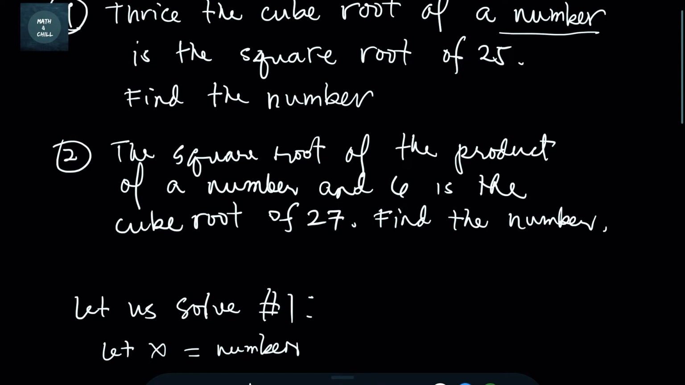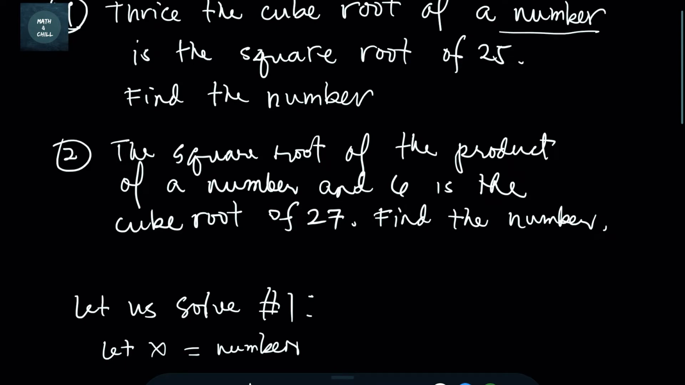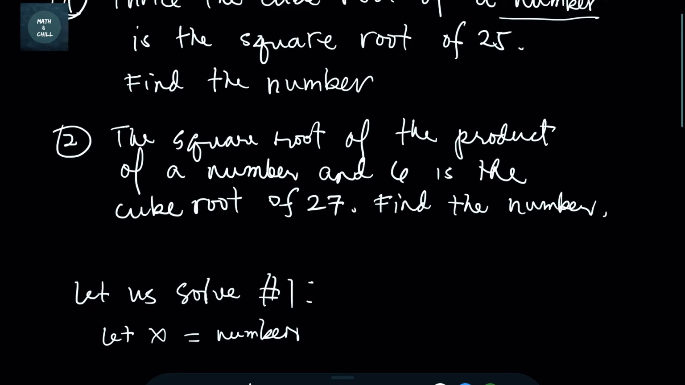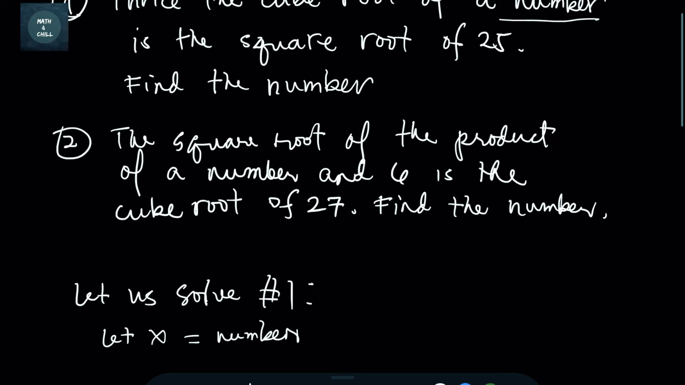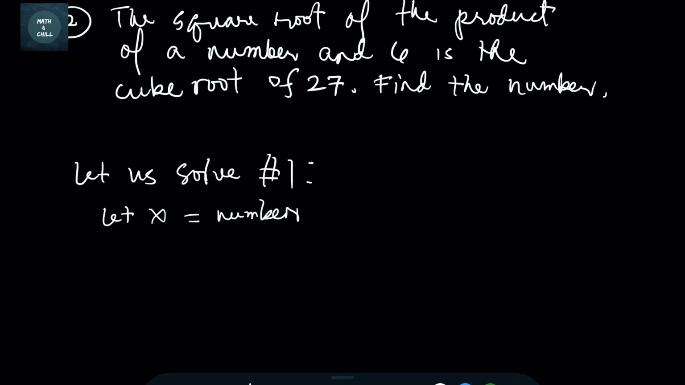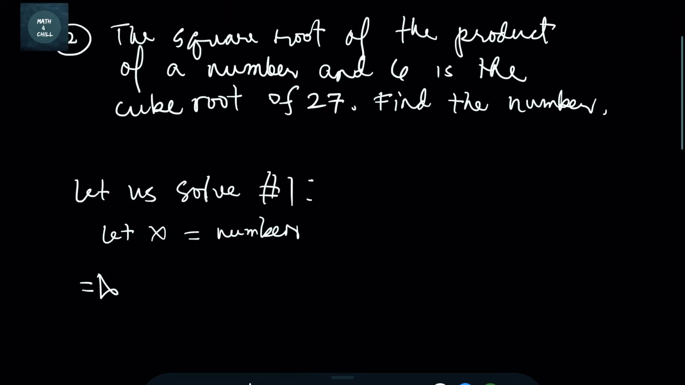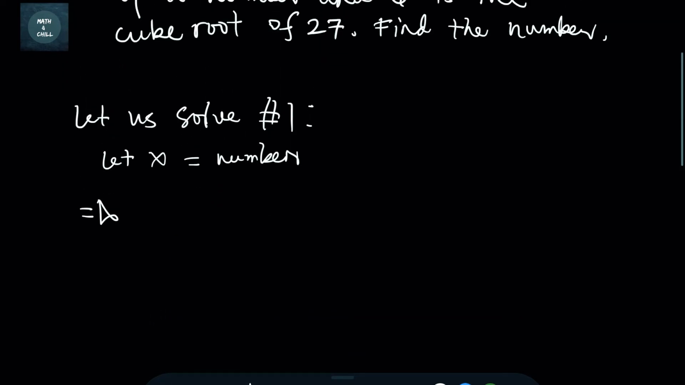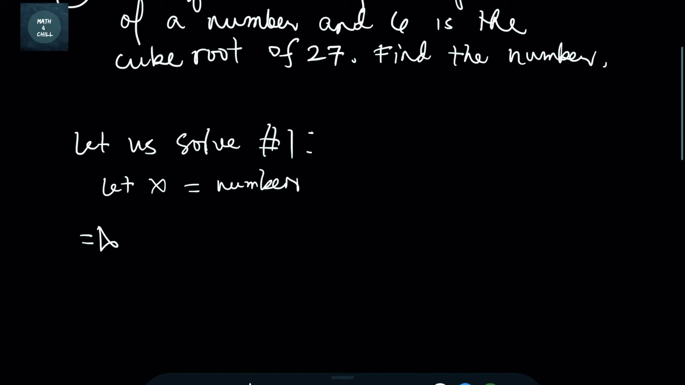So what it says here is thrice the cube root of a number. Three times the cube root of the number. So in a mathematical equation, this is just the cube root of, since our number is x, the cube root of x, multiplied by 3.